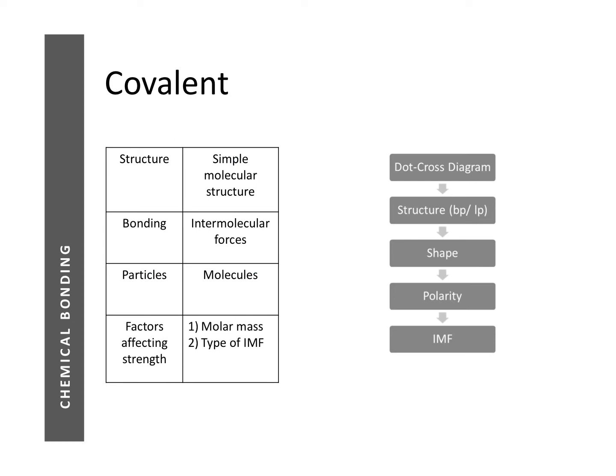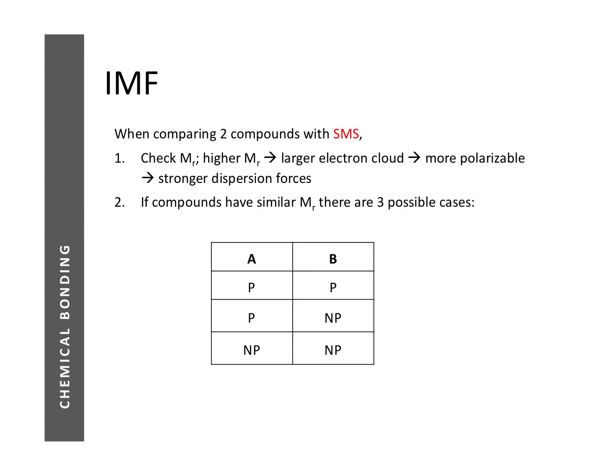So finally, after going through the entire series of new concepts, we are finally able to discuss the factors that affect the strength of intermolecular forces between molecules. And there are two factors: molar mass and type of intermolecular force. We are going to look at it in greater detail in the subsequent slides. So when comparing two substances with simple molecular structures, it is very important to check first the relative molecular mass.